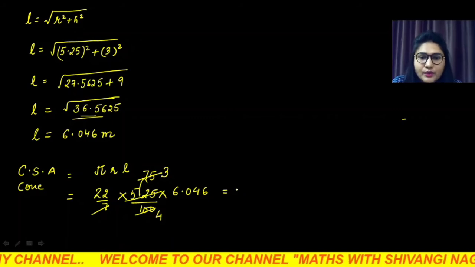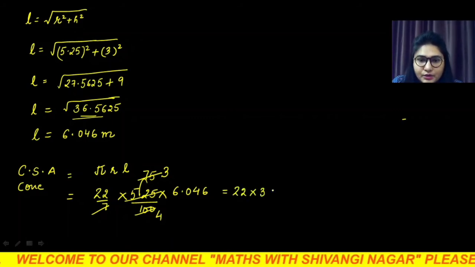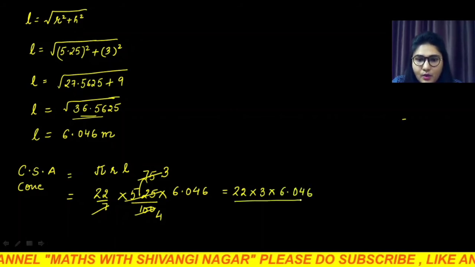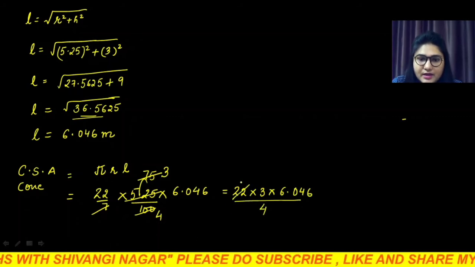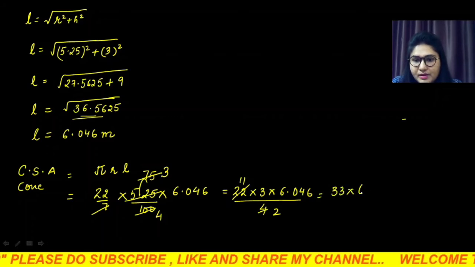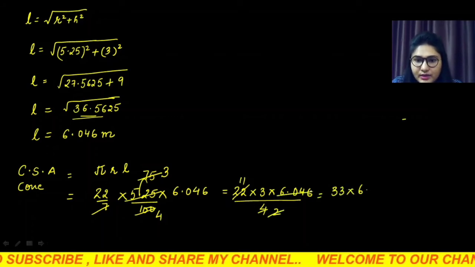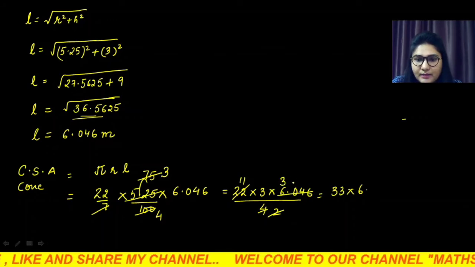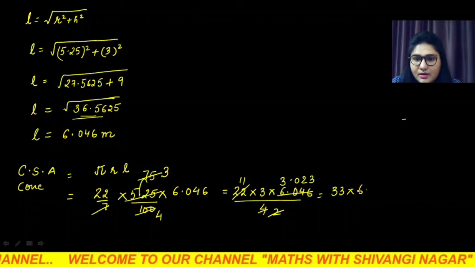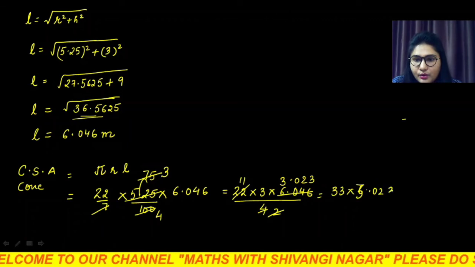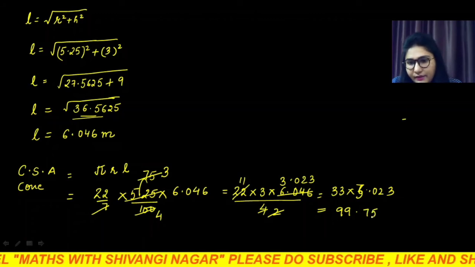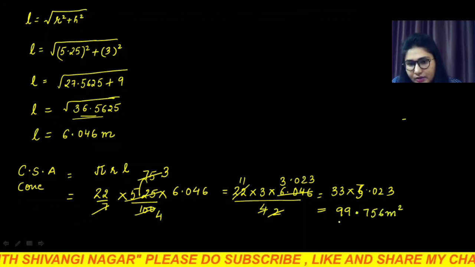So what we are left with? 22 into 3 into 6.046 whole divided by 4. Again you can cancel 2 11 times, 2 2 times. So 33 into 6.046 over 2. Again you can cancel this 2 with 6.046, which gives 3.023. So 33 into 3.023, and when you multiply them, you will get 99.756 meter square. This is the calculation.